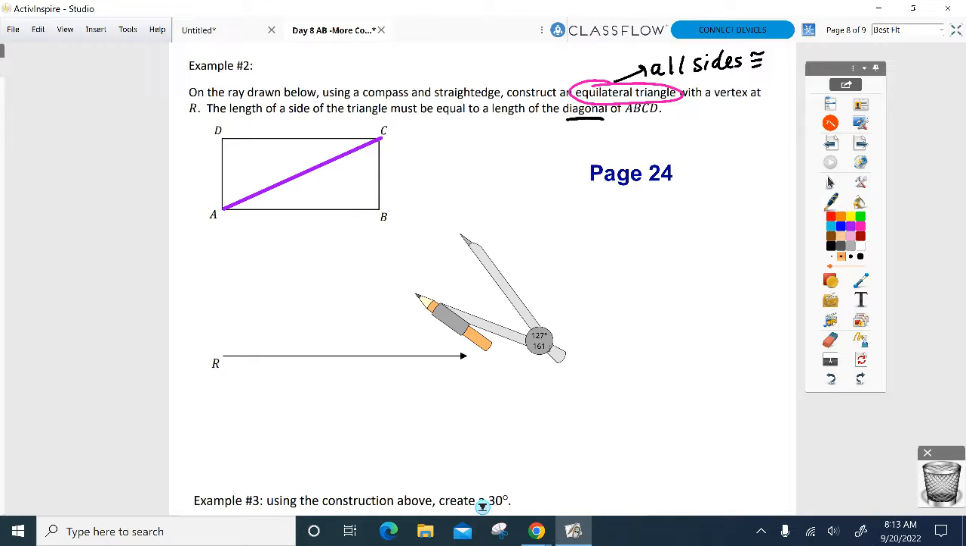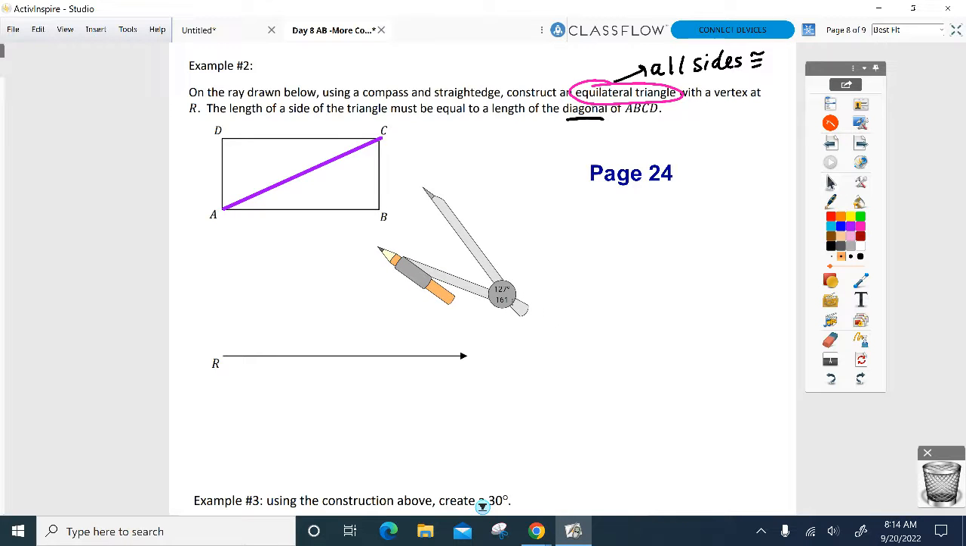All three sides have to be that length that you just drew in, okay? And it's got to be down here on the right. So everyone, all right, on what we're about to attempt: a triangle, all three sides got to be that length. This is the first construction we did.